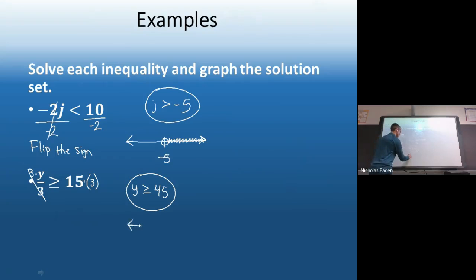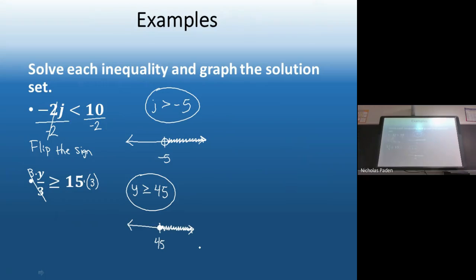I go to graph the solution set. At 45, I've got greater than or equal to. So that or equal to means it's going to be a closed circle. And y is greater than 45. Greater than means I shade to the right. So y is greater than or equal to 45, closed circle, shade to the right.